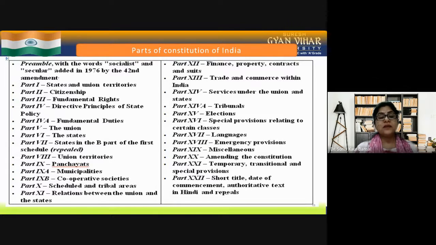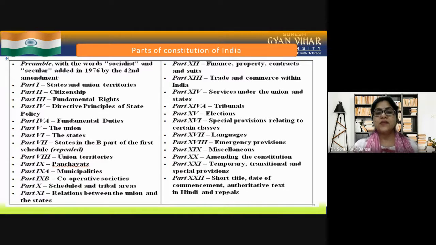Part 9 is about panchayats. Part 9A is about municipalities. Part 9B is about cooperative societies. Part 10 is related to scheduled and tribal areas. And Part 11 is related to relations between the union and states in India.